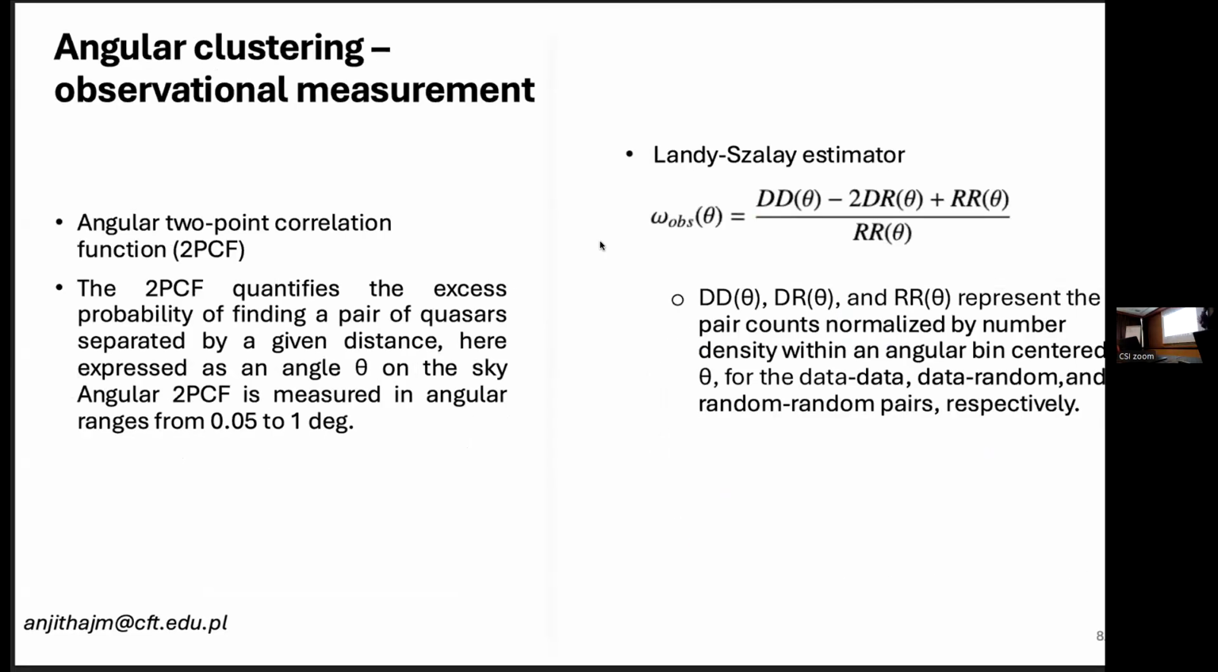So we are dealing with a photometric catalog. Our observable is the angular 2-point correlation function. The 2-point correlation function quantifies the excess probability of finding a pair of quasars separated by an angular scale theta. The angular 2PCF is measured in angular ranges from 0.05 to 1 degree, and we used the Landy-Szalay estimator for this angular clustering measurement. For covariance estimation, we used the TreeCorr package.